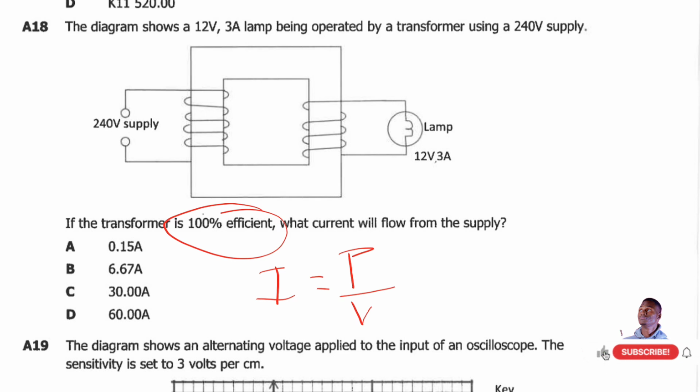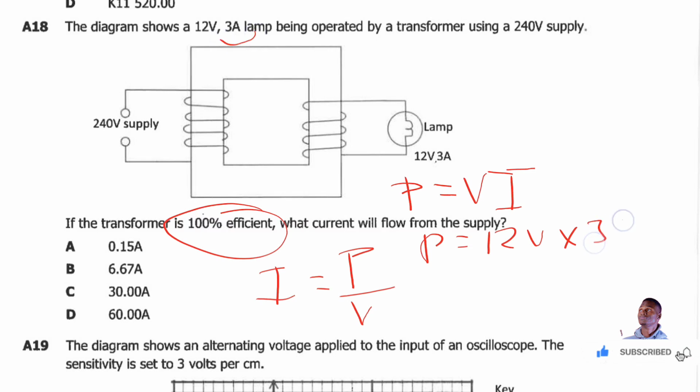Now how do we calculate? Do we know power? Power we don't know. So power is very simple. Power is equal to V times I. So power is equal to, what is voltage? 12 volts. What is the current of the lamp? 3 amp. So 12 times 3 is 36 watts. So volt amps, it's just 36 watts.